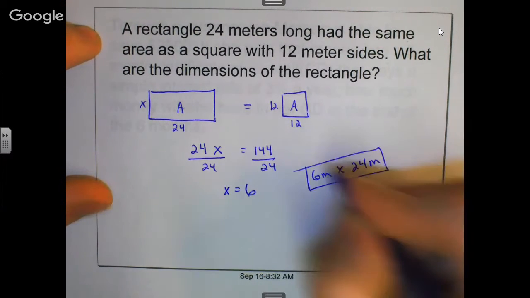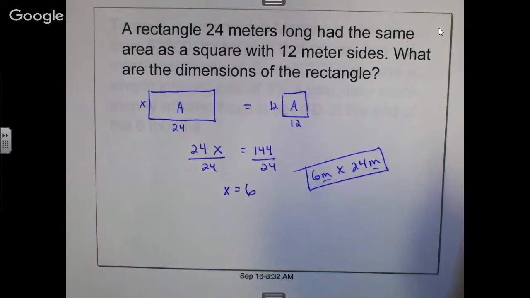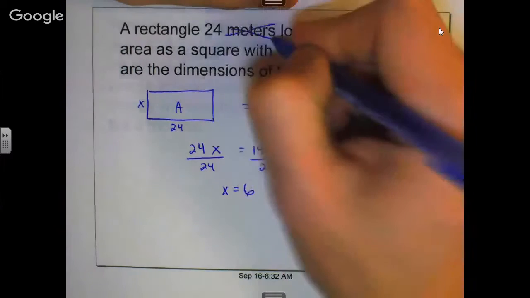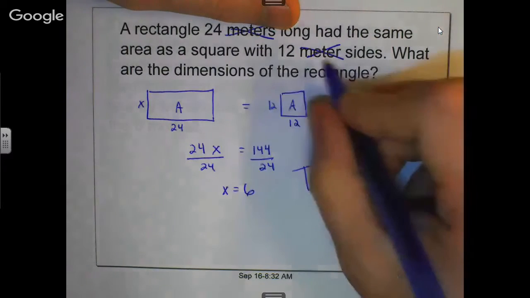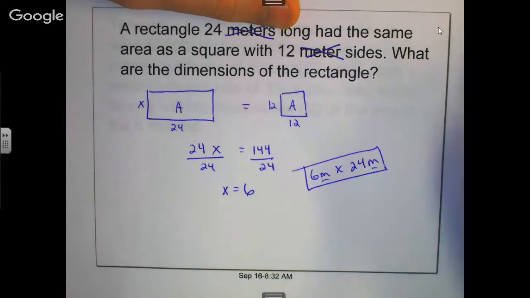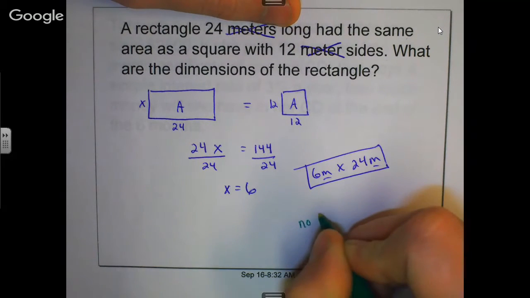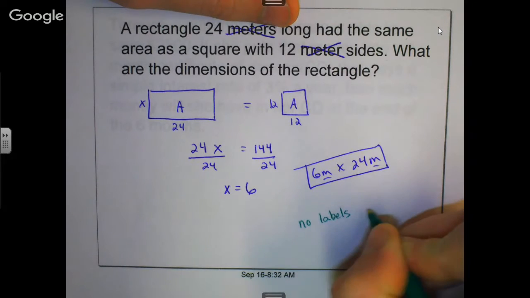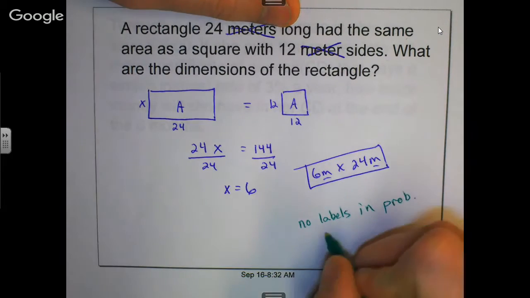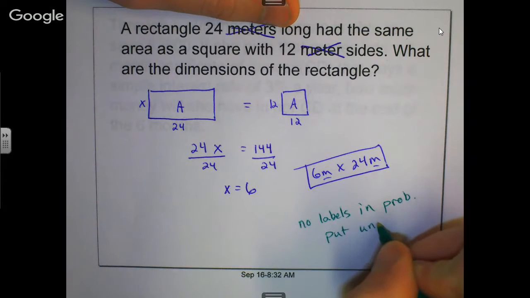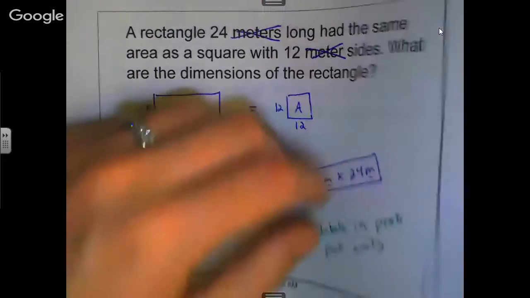That is my answer. Again, make sure we have these labels on here. If it doesn't have labels, let's say I didn't put the meters. Okay, so if it doesn't have meters, feet, inches, all that kind of stuff, we put units. So if it has no label in the problem, put units on everything.